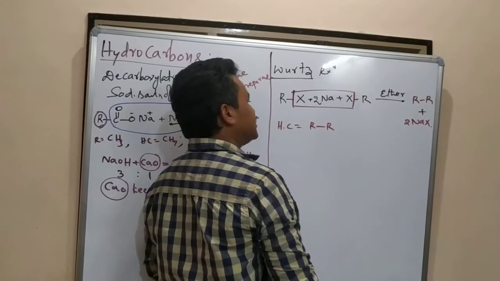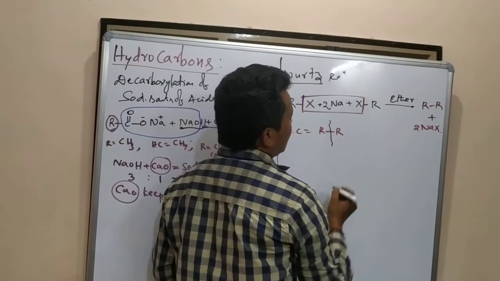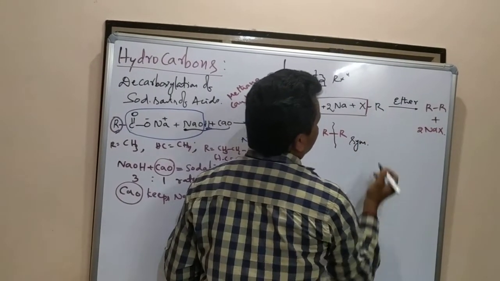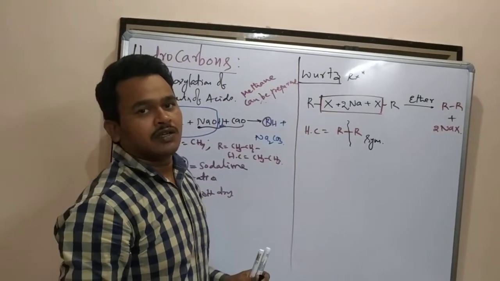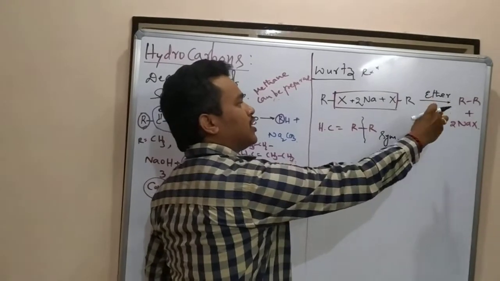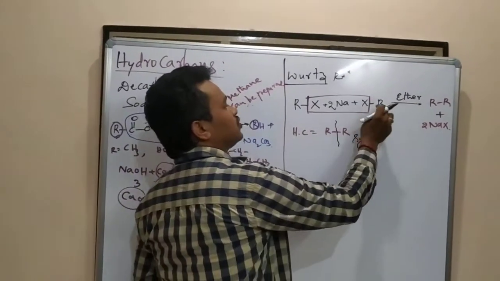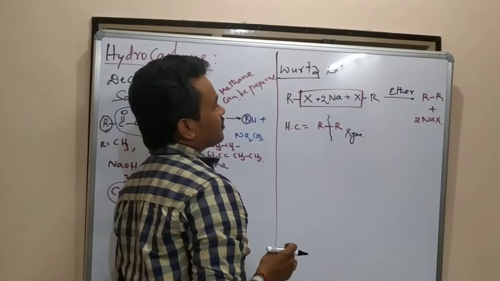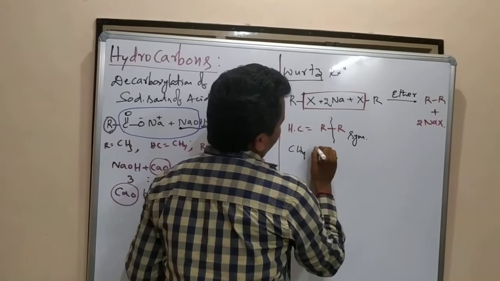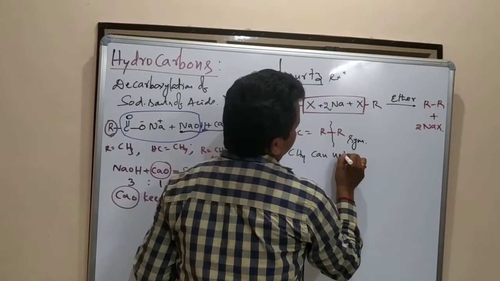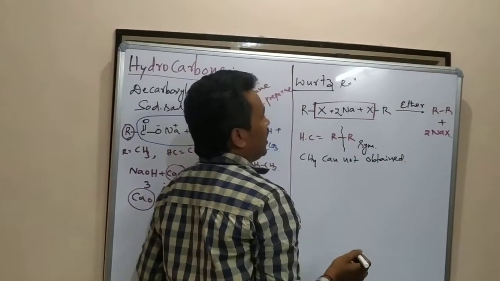This hydrocarbon is generally symmetrical. This will be useful while doing conversions, because from the product you can find the reactant. With ether and sodium on the arrow, methane cannot be prepared by this method. CH4 cannot be obtained by this method.